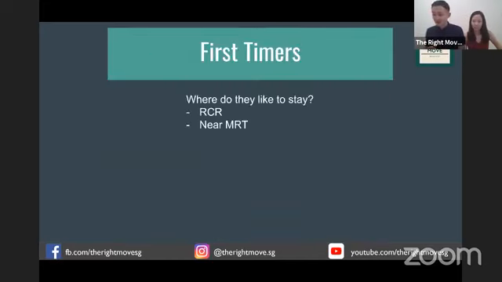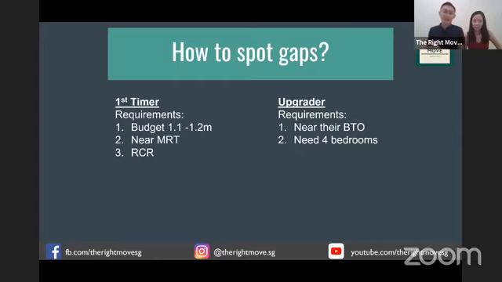The next thing we want to do is share with you some of the ways you can spot these kinds of gaps on your own. We are using two examples. Assuming you want to sell to a first timer in the future, first timers generally have a budget of, let's say, 1.1 to 1.2 million. They want to stay near the MRT, and they want the city fringe, the RCR. So how does one spot a gap in this?